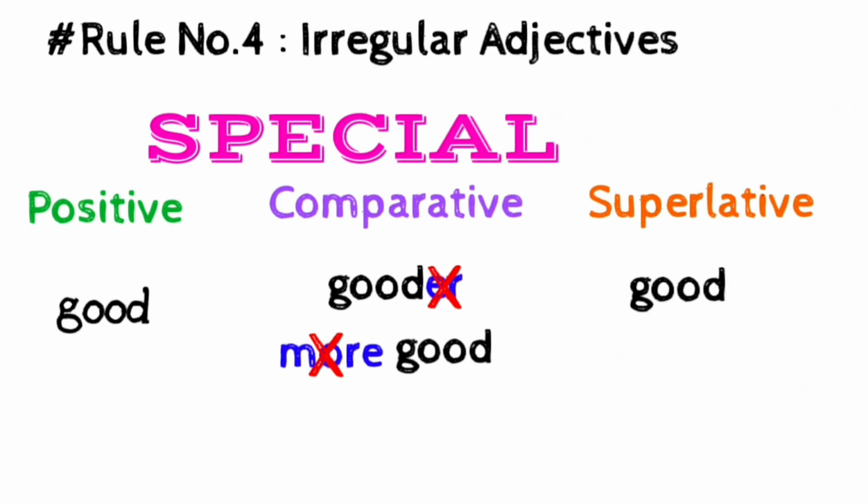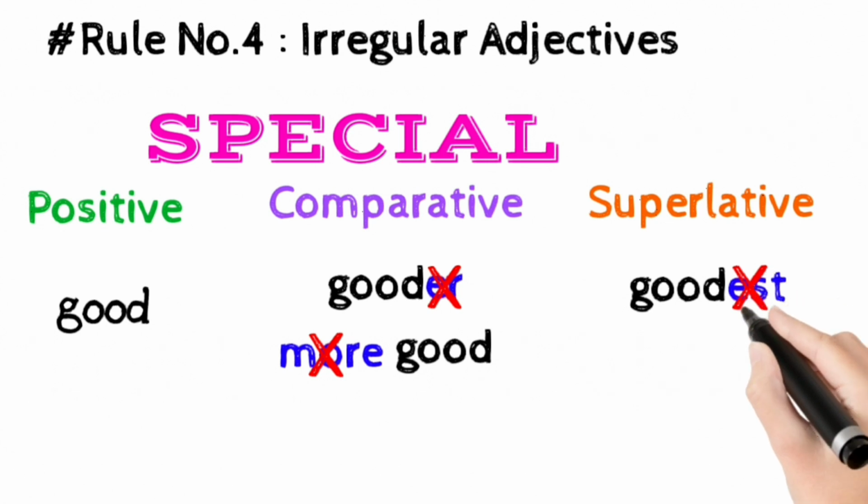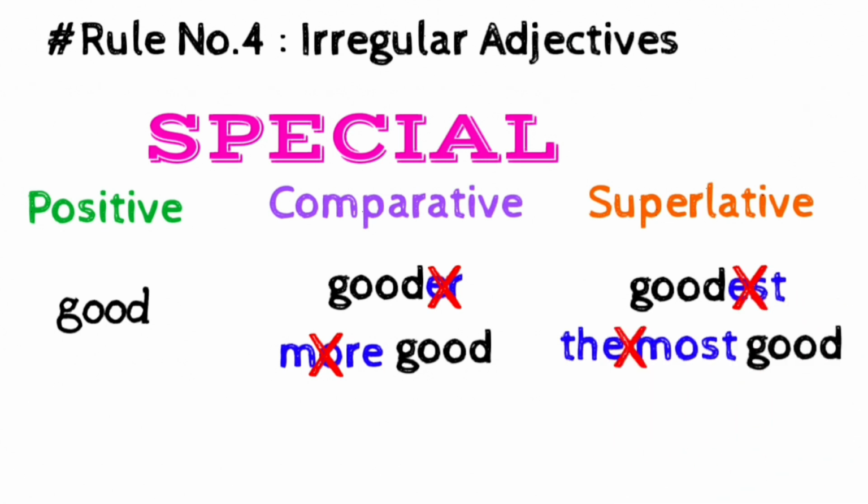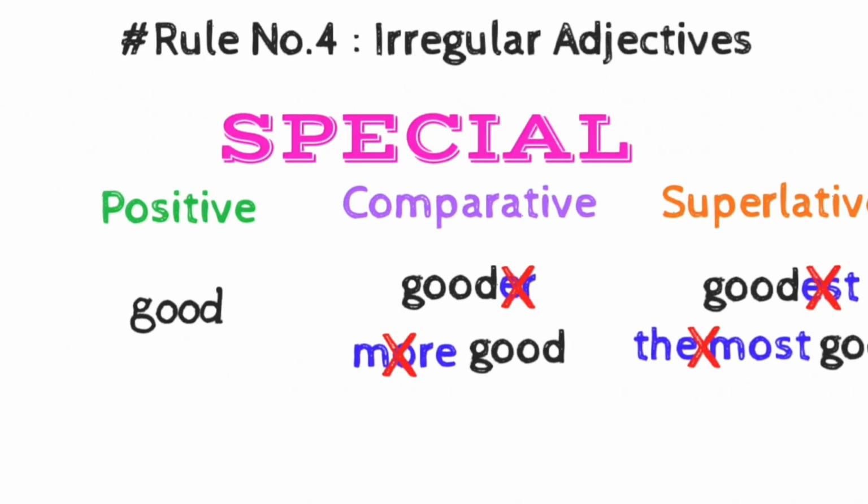The same goes for superlative adjective. We do not use the rule EST. We also do not use the most. So what should we use? Let's see some of the special forms for these irregular adjectives.